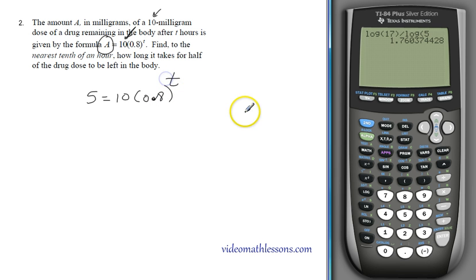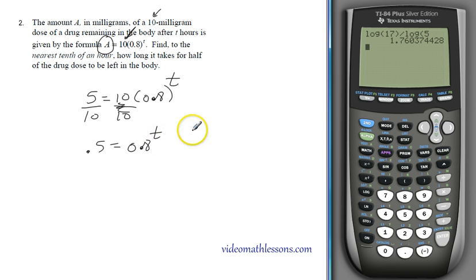Now, I just can't jump into logarithms right now because I have this extra number out front. So I'm going to get rid of the 10 by dividing both sides by 10. All the old stuff still works, all your basic math. 5 divided by 10 is 0.5. I could write it as a half, but since I'm going to be using a calculator anyway, it doesn't really matter. I'll just leave it as a decimal.